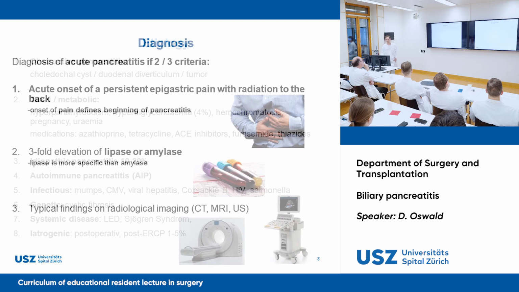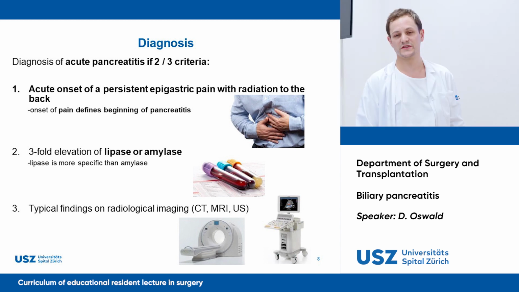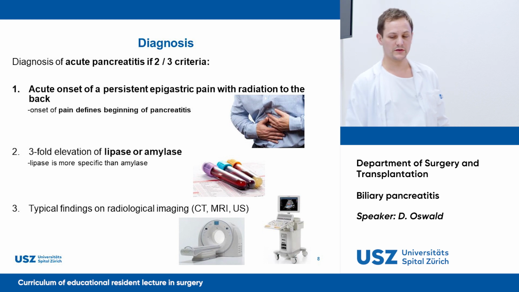To make the diagnosis of acute pancreatitis, you need 2 out of the 3 following criteria. The first is the acute onset of persistent epigastric pain, often with radiation to the back, and the onset of the pain defines the beginning of the pancreatitis. Other possible symptoms are nausea and vomiting with up to 80%, symptoms of intestinal paralysis up to 70%, and tachycardia or vigilance disorders.